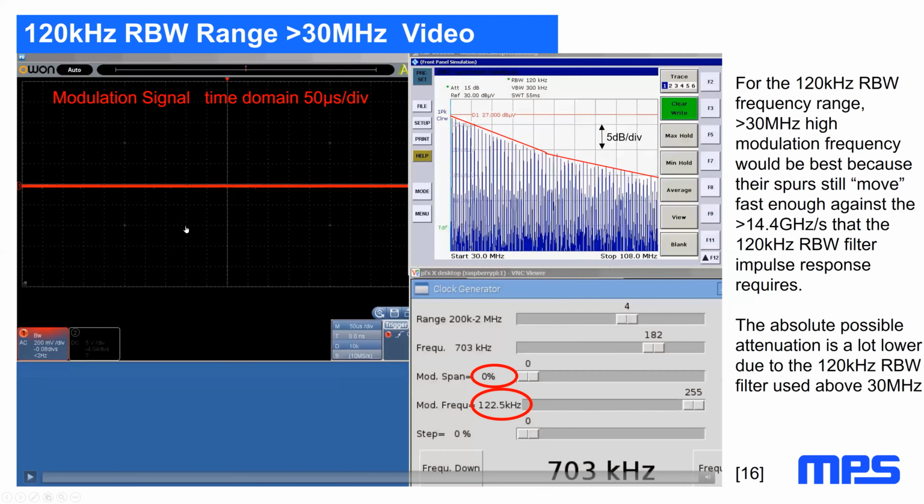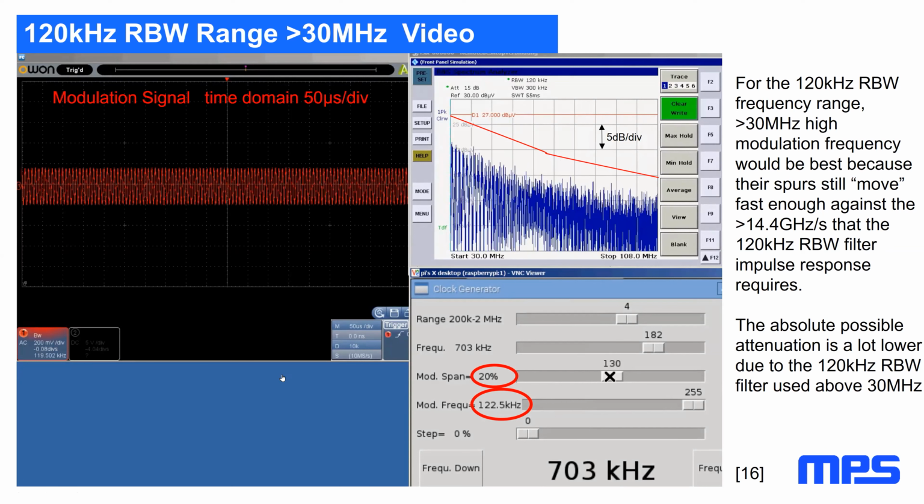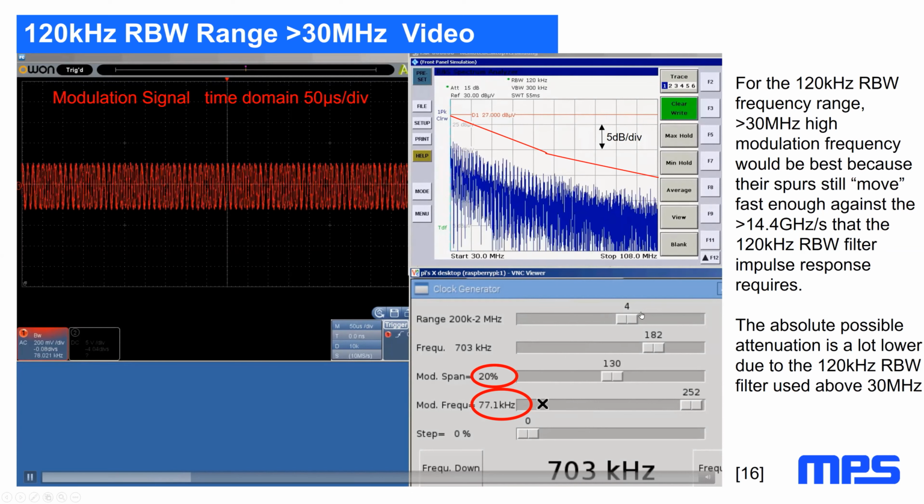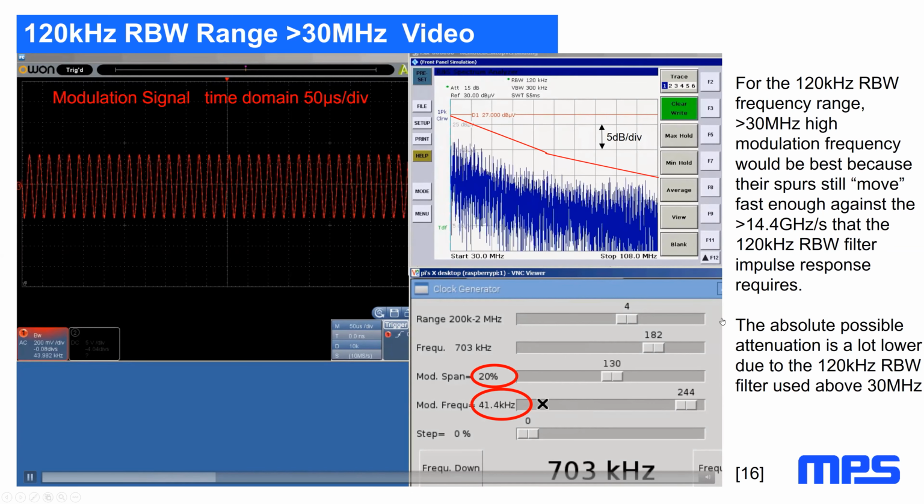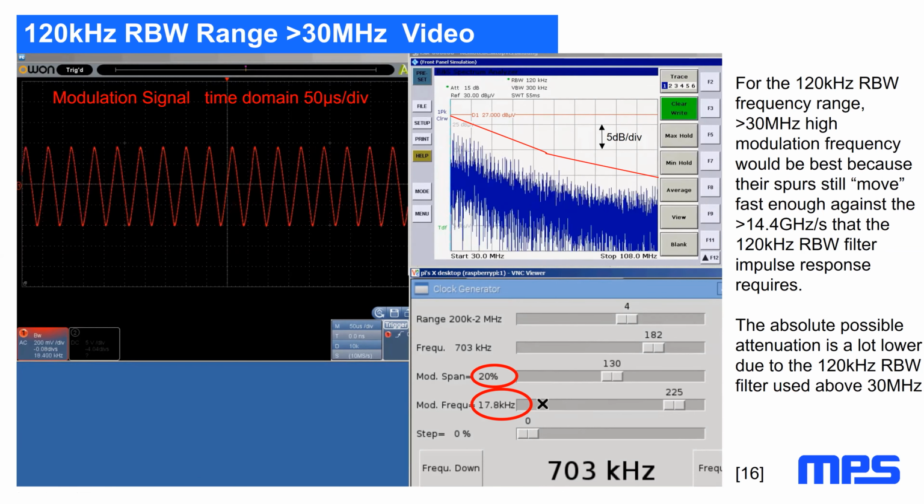Now the same situation, but for the 120 kilohertz resolution bandwidth area. That's usually for the higher frequencies above 30 megahertz. So I have here the CE range from 30 megahertz up to 108 megahertz. Now let's see what happens. I move the modulation span up to whatever 20%. We immediately see we get about 5 dB attenuation, and now we can play with the modulation frequency, and we'll see if we go very low with modulation frequency, we would lose attenuation.